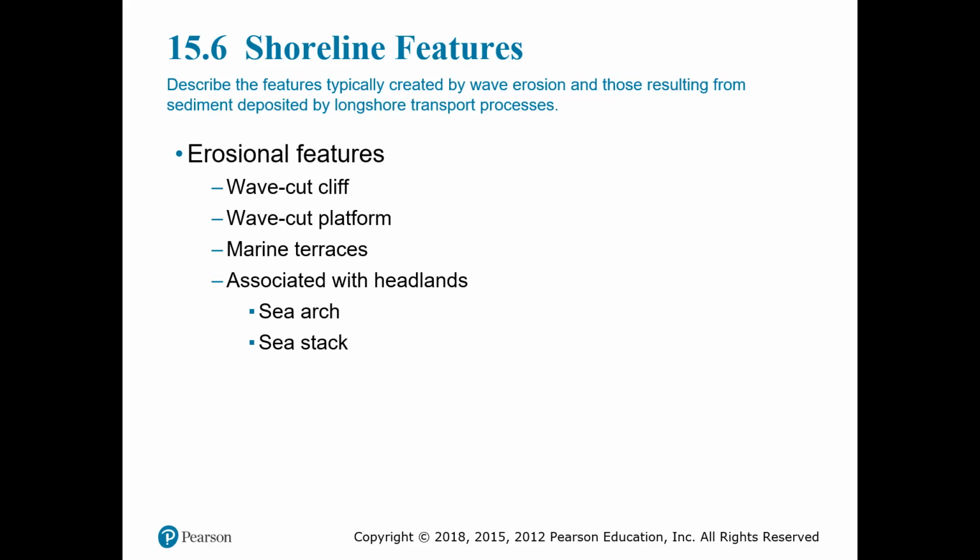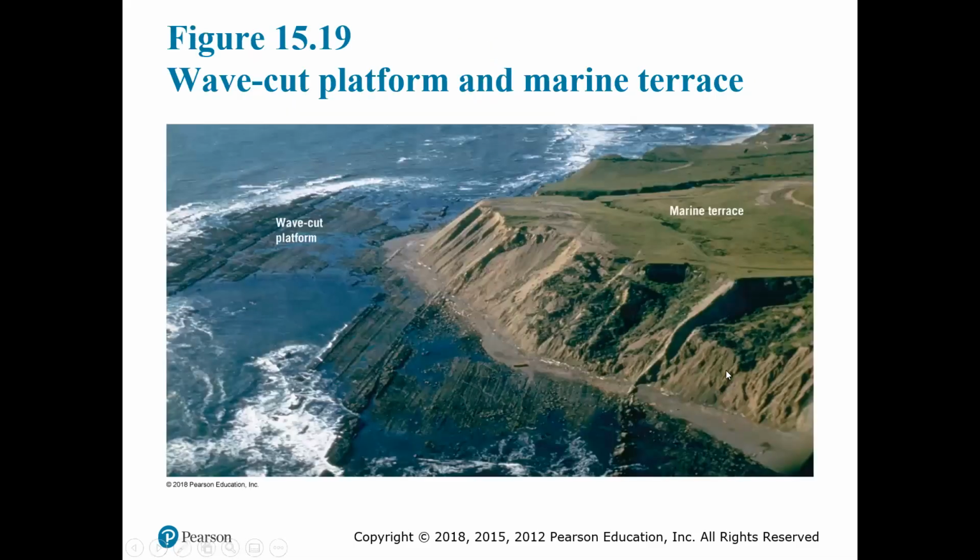So most shorelines are subject to erosional and depositional features. So we can see both. We can see erosional features and depositional features depending on where we are, depending on these local factors that I just mentioned. Many coastal landforms are due to erosional processes, and we're going to look at a couple of these.